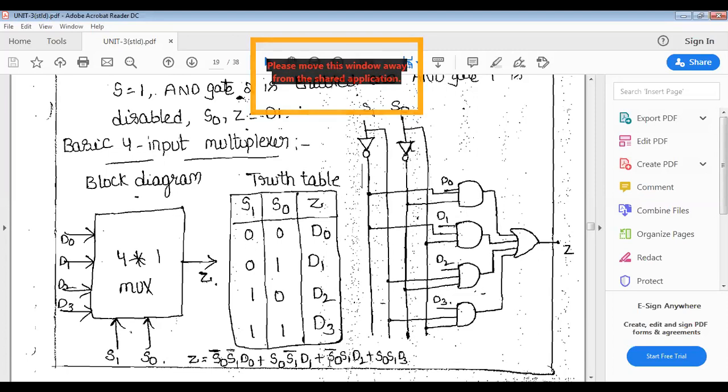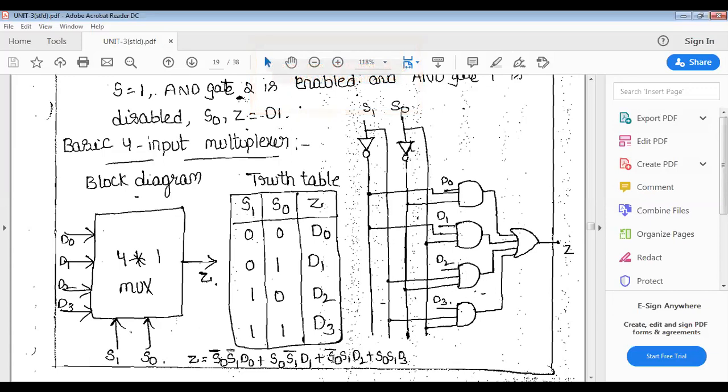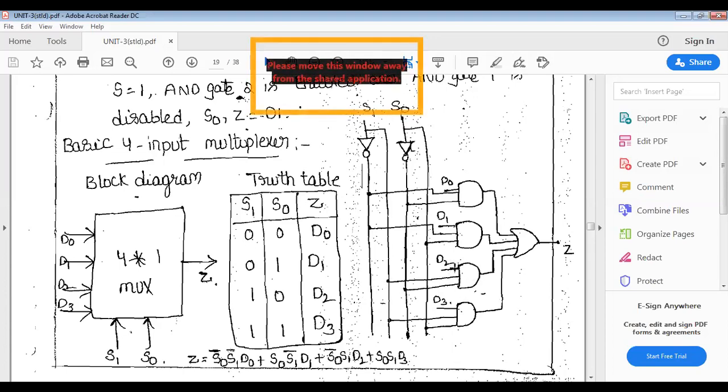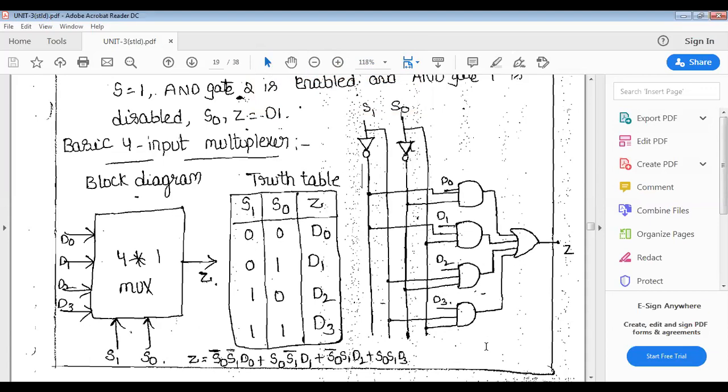Next, the third term is also a 3 input AND gate. One input is D2, and the other 2 inputs are from the selection lines: S0 bar is the third line, and S1 is the second line. The 4th AND gate is also 3 input. One input is D3 and the other 2 inputs are S0 and S1, connected from the second line and the 4th line.